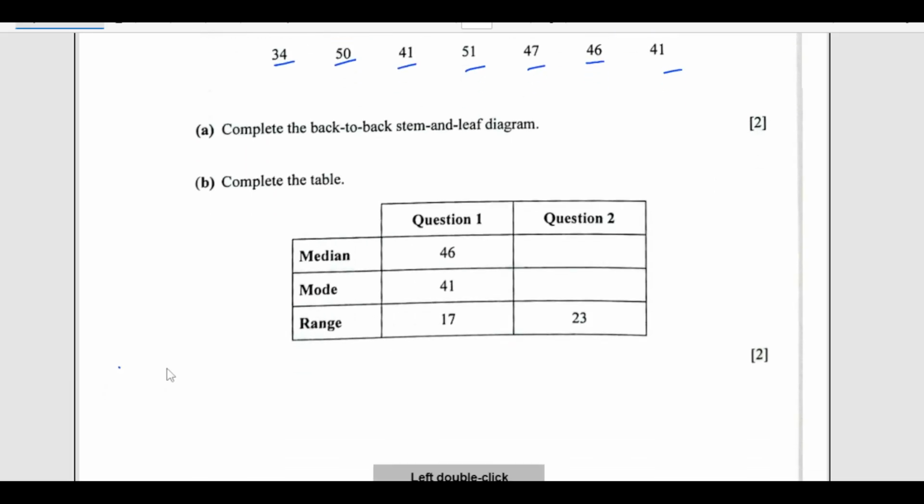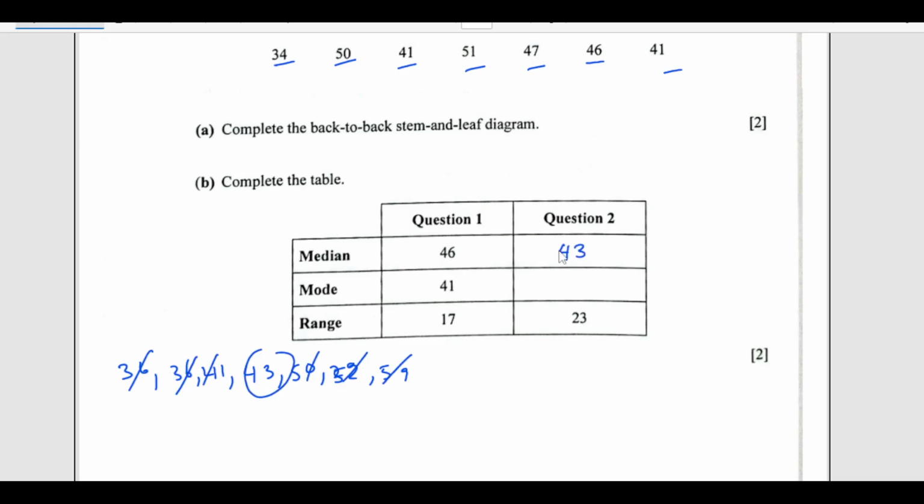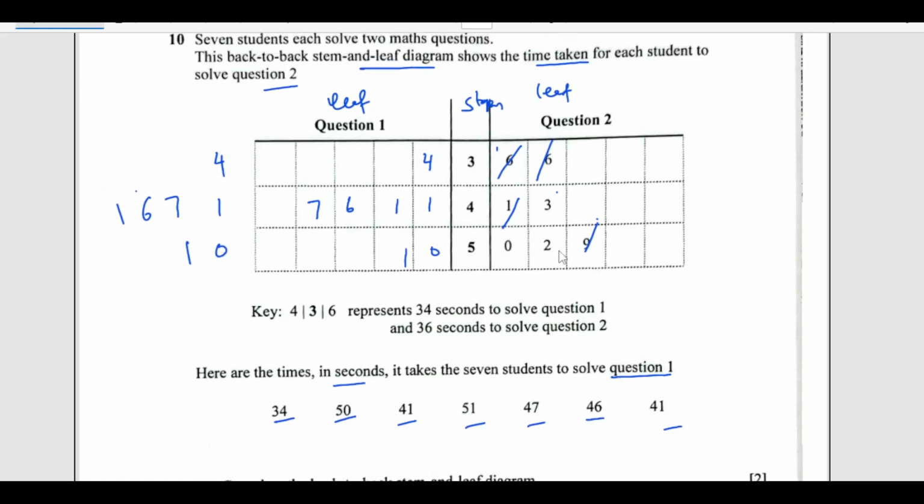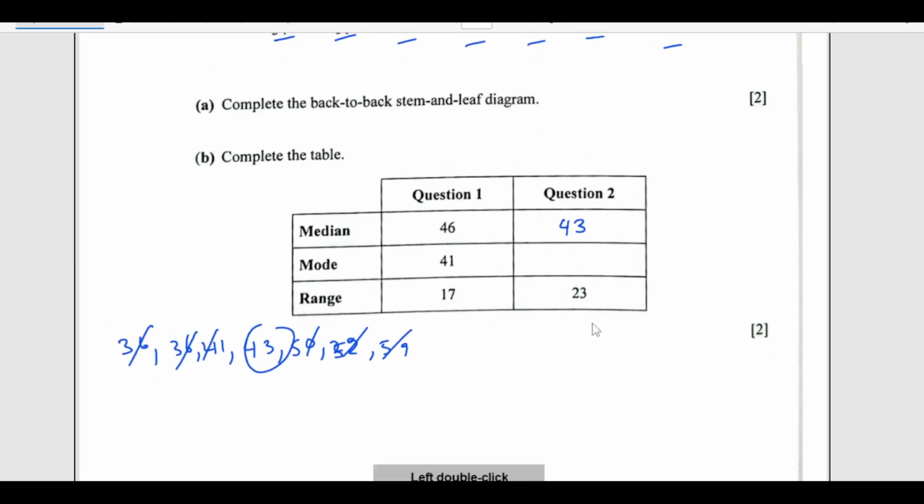Let me see. 36, then we have 41, 43, 50, 29, 50, 52, 59. One is this and this, yeah, 43. So the median is 43. Now for mode, we will see which one is actually repeating. So if you see only this 6 and 6, that means 36 is the mode here, right?